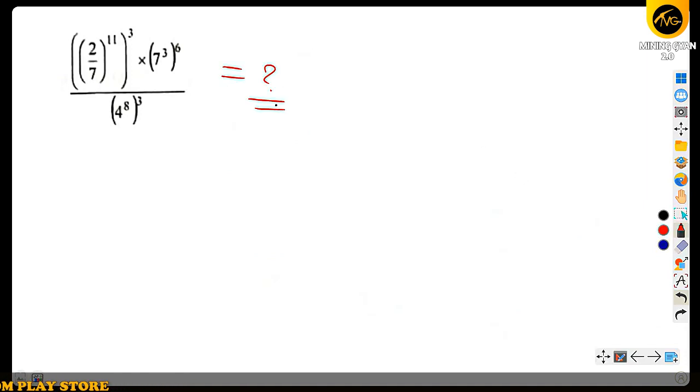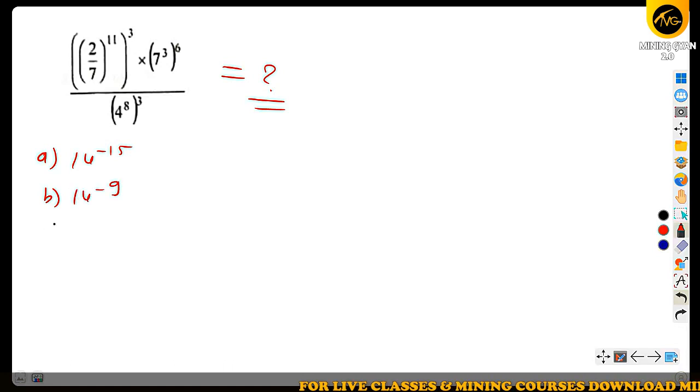Now next question is (2/7)^11, whole to the power 3, into (7^3)^6, whole divided by (4^8)^3. Clear? Now suppose the options are available: 14 power minus 15, 14 power minus 9.